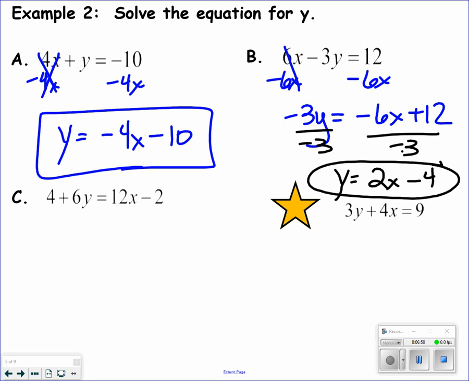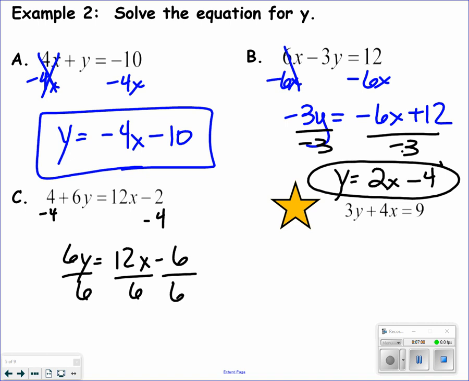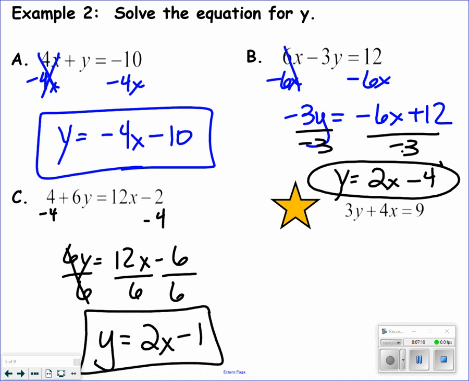Next one. Remember, I'm trying to get y by itself, so I'm going to subtract 4 from both sides and divide everything by 6. So I'm going to do it this way. It's the same as the previous one. Instead of just making one big fraction bar, I just divided each one. So 12 divided by 6 would be 2x, and 6 divided by 6 would be 1.